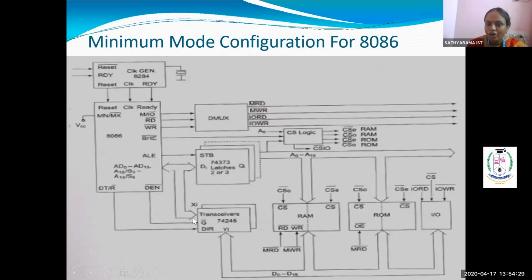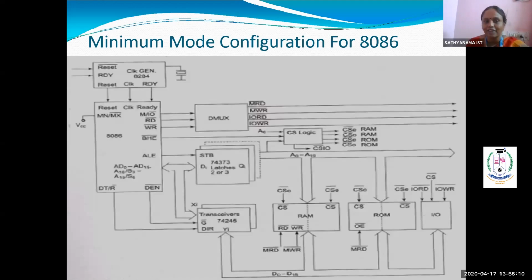74245 transceiver. Okay. So what will it do now? It will handle the bidirectional data. That means my data will be sent to memory, as well as I will receive data from memory. So both operations will be there. Read operation and write operation, both can be there. So 2 inputs will be given here. One is DEN bar. Whenever data comes, DEN bar should be enabled, and DT/R bar. DT/R means data transmitting, data receiving. Data transmitting means a write signal we will send from the microprocessor. Data receiving, now we are reading from memory. Okay. So data transmitting or receiving DT/R bar, and DEN bar, all will be given to 74245.